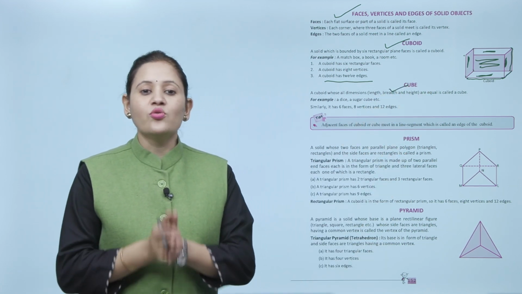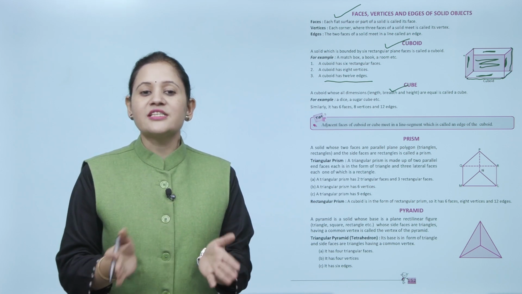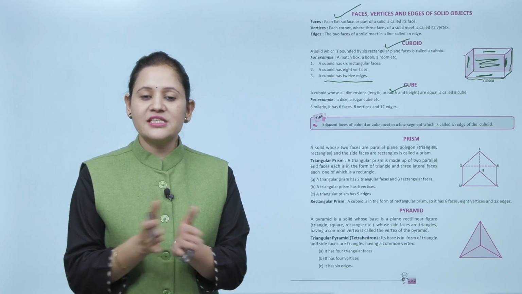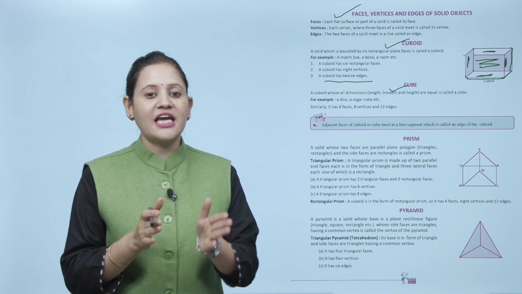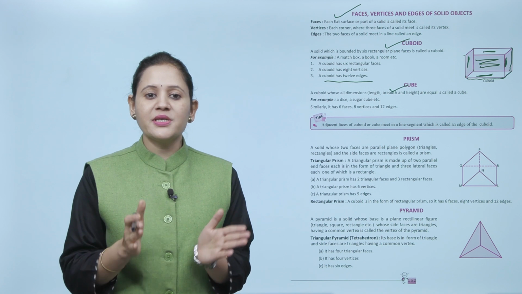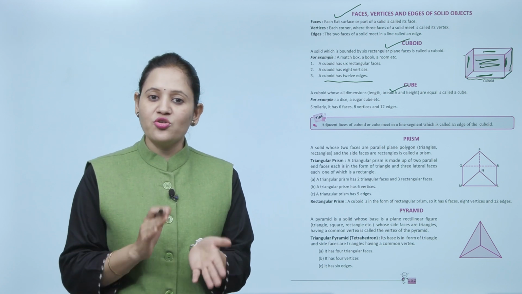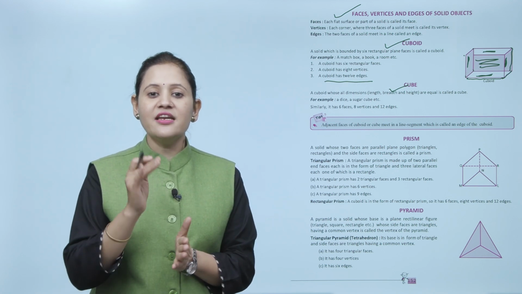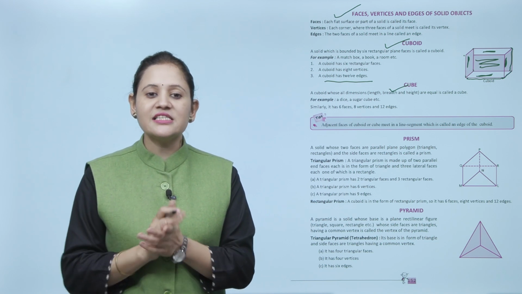Next is cube. A cuboid whose all dimensions, length, breadth and height, are equal is called a cube. For example, a dice, a sugar cube. These are examples of cube. Similarly, it has 6 faces, 8 vertices and 12 edges. Both cube और cuboid दोनों में 6 faces, 8 vertices and 12 edges होंगी. The difference between cube and cuboid is that in a cube all faces are equal and in a cuboid opposite faces are equal.